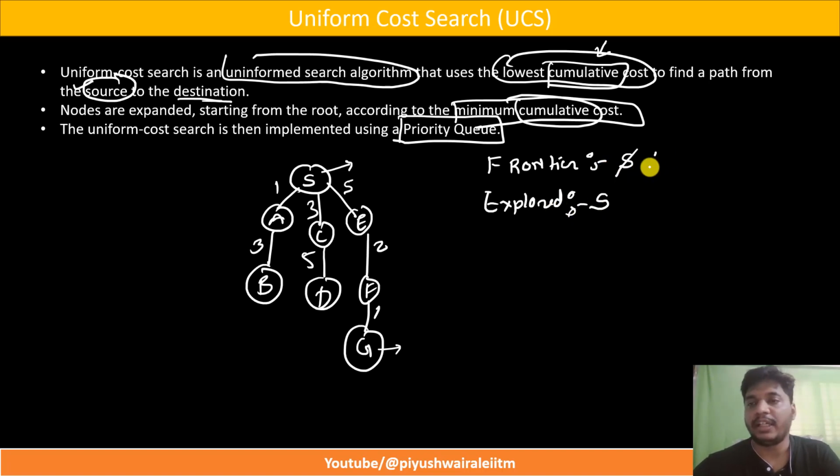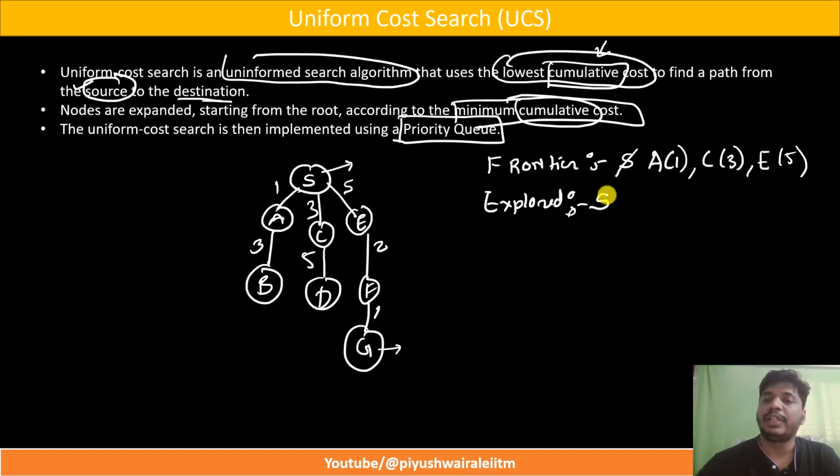Now from S, I can go to A, C, E. I can add A having the cost 1. So we need to give the cost also. Then C, from S to C, will take around 3 units. From S to E, it will take around 5 units. Okay. Now in my frontier, there are 3 nodes, A, C and E, which I can go to from S.